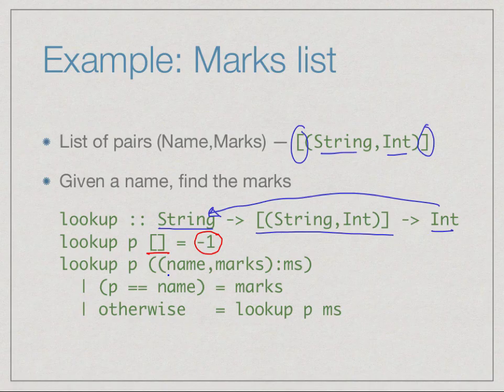Whereas if we still have marks to process, then we break up the marks list into the rest and the first element. First element, again, because of the structure, we break it up into the name and the marks. We match the given argument p with name. If it matches, we return the marks. If it doesn't match, we skip this value and look up the rest. Right? So this is the familiar list induction, and this is this double level pattern matching. One is to do the list pattern with the colon and then the tuple pattern with the comma.